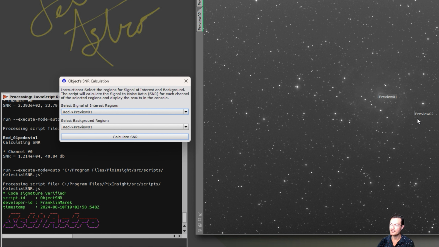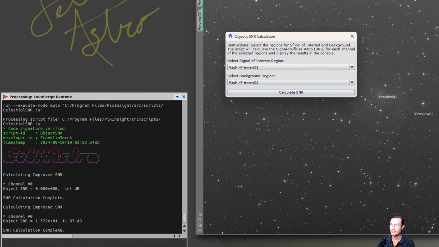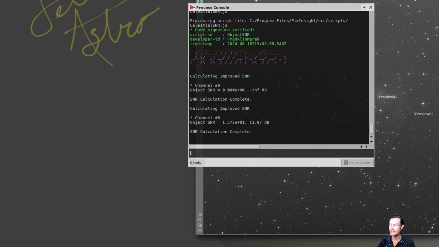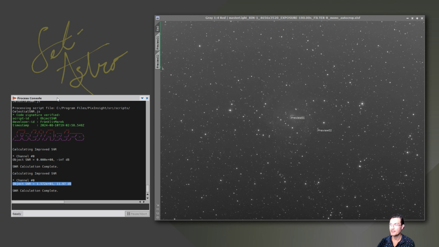Some background that you are subtracting off of the main image. And then just click Calculate SNR, and it goes ahead and calculates it for you. In this case, we have an SNR of 15. It's just 12 decibels. That may come as a shock that the other tools calculate so much higher.